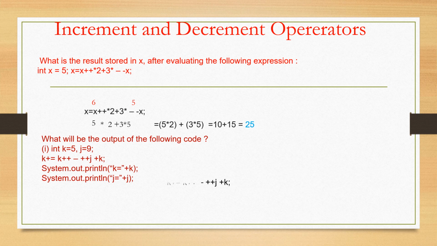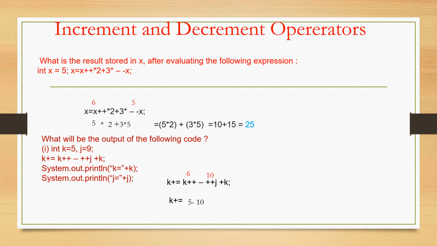So we can evaluate the right hand side first. Here we can see k's original value is 5, that we will take here later. So evaluate the right hand side, k plus plus postfix. So first use and then change. So first here we are using k's value was 5, so 5 is used here, and then the value will change to 6, and plus plus j.